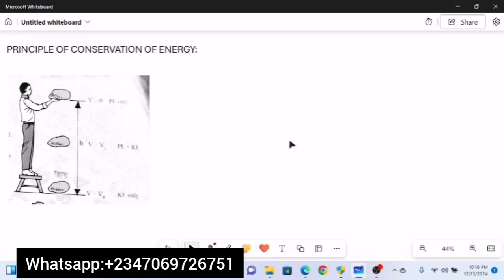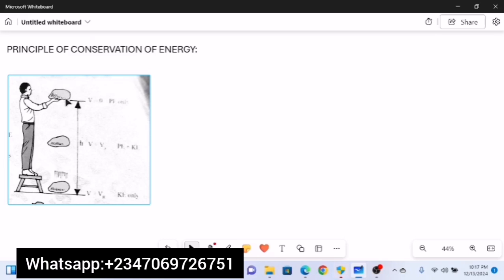Now taking a look at this image, you have an object at a certain height. At this height, this object is not in motion, this object is at rest. Since this object is at rest and not in motion, and it is at a certain height, it means that this object possesses what? Only potential energy at this point, because potential energy is the energy possessed by an object by virtue of its state at rest and at a certain height.